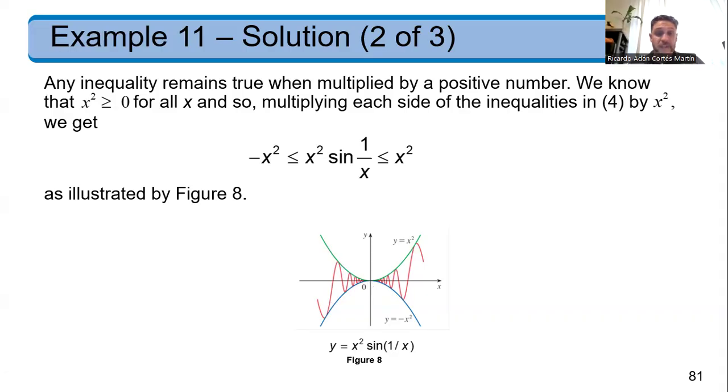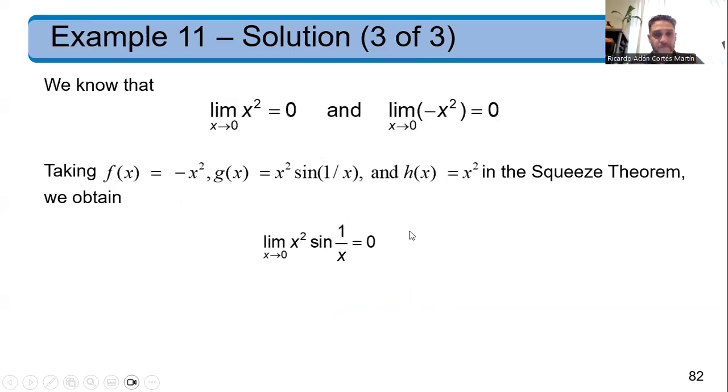It's 0. Since these functions are bounding the function that we are interested in, then the conclusion is that if these limits are the same, then it's going to be the same limit, okay? So the limit of this is going to be 0, okay? So these limits are 0. Therefore, the limit of x squared times sine of 1 over x is also going to be 0. Very well.